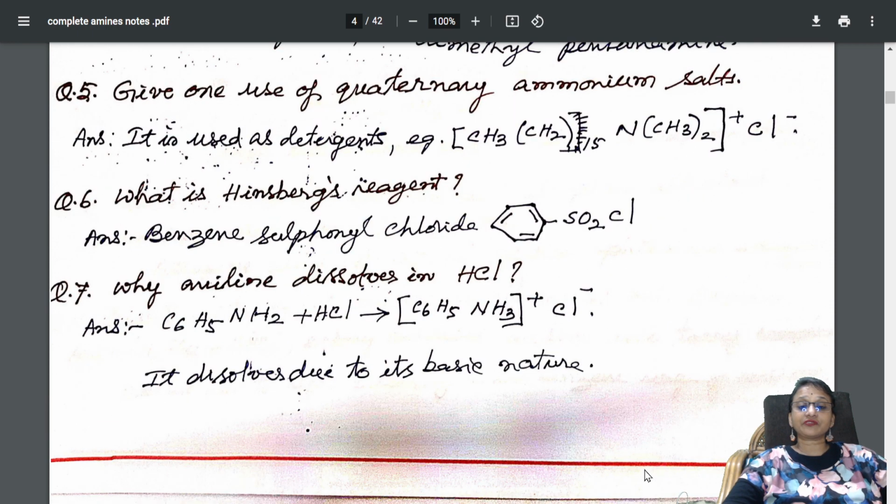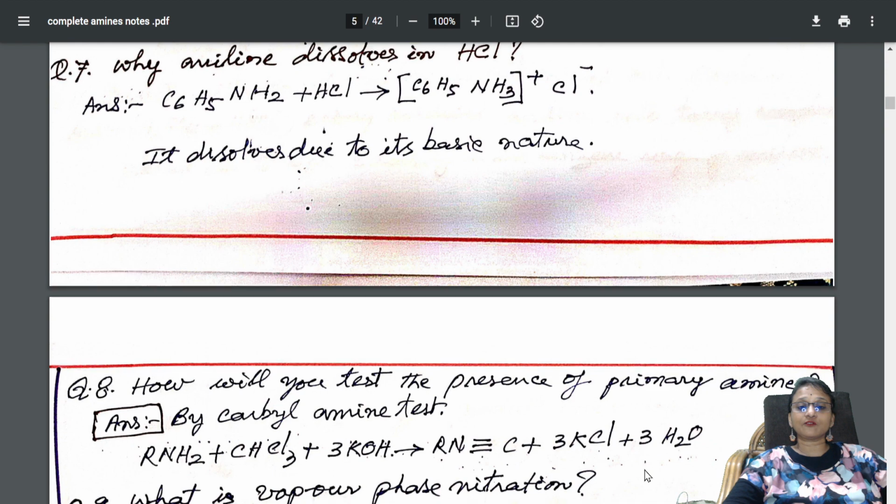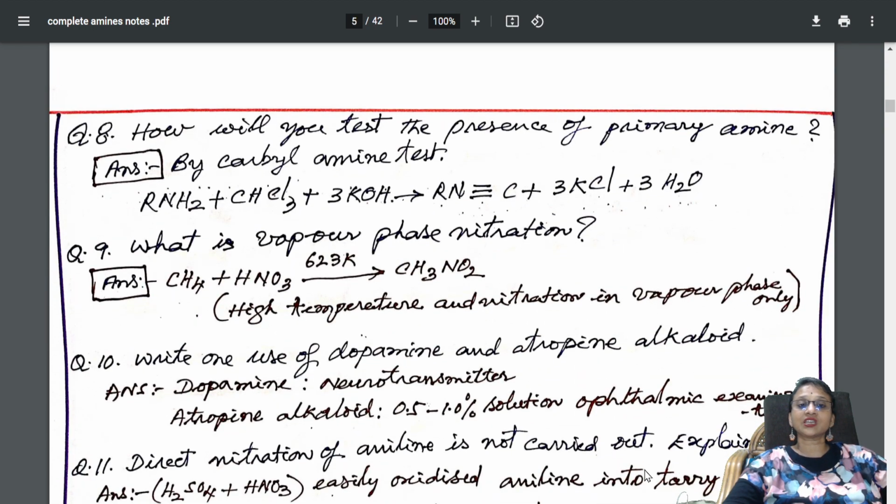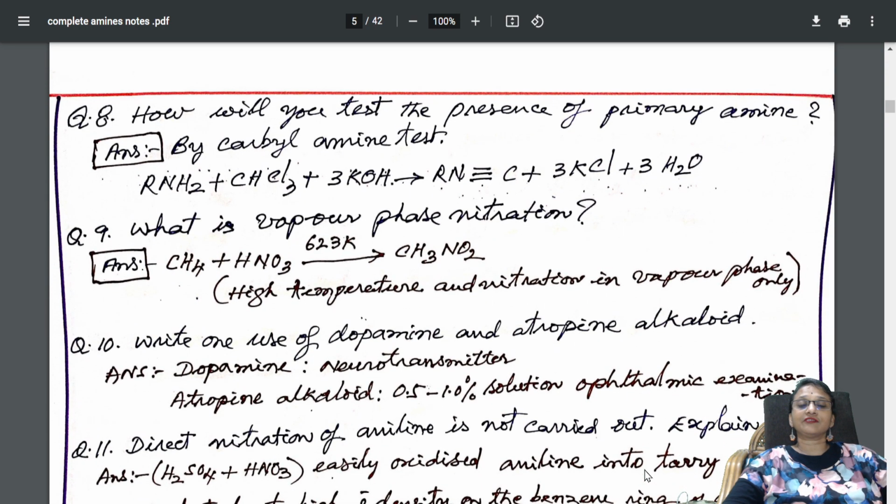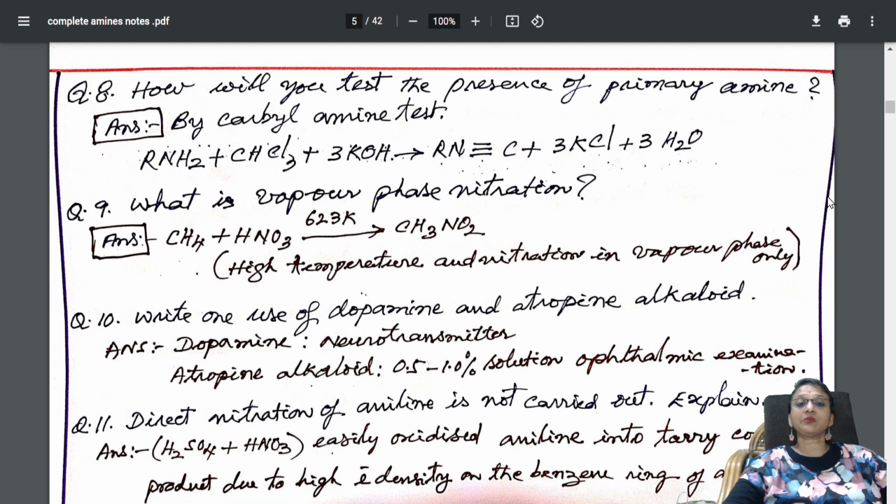So gradually from there we have gone into questions. How will you test the presence of primary amine? How can I test? Okay, if I do the carbylamine test, I can test easily the presence of primary amine. Then I asked you what is vapor phase nitration. Okay, I have given this particular concept. Reaction is given: high temperature and nitration in vapor phase. Yes. Slowly, I took you into the question: write one use of dopamine and atropine alkaloid.